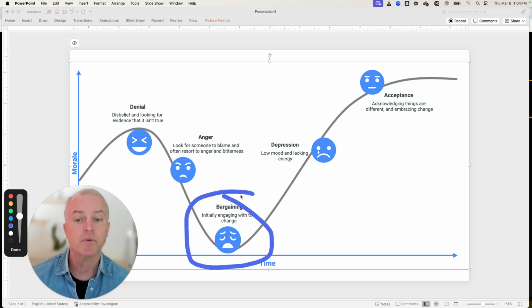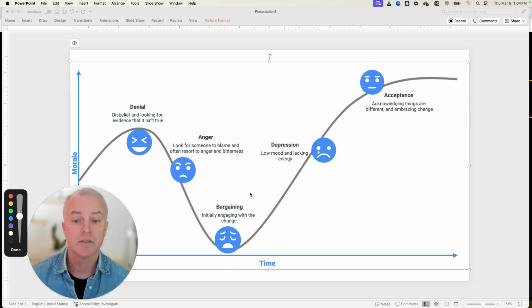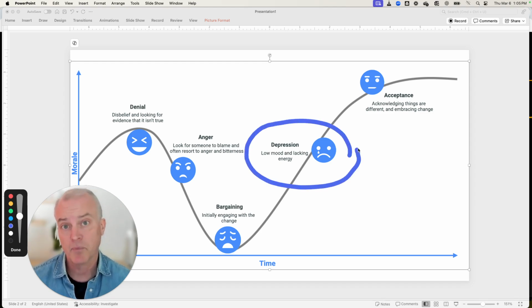The next step, when you start to accept that there is some change happening, is bargaining. And so initially you're engaging with the change, you recognize this is happening, but you try to find alternatives or middle grounds or figure out how to navigate the change in a way that's not as impactful as it could be otherwise.